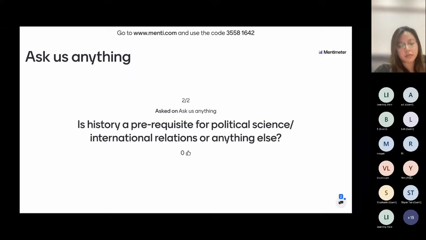Is history a prerequisite? No, history is not a prerequisite for anything. I think for most of the arts and social sciences, there are usually no prerequisites. From what I understand, only econs has a prerequisite, and it's H1 math. But beyond that, no, there's no prerequisite. It's just that knowing history will be helpful.